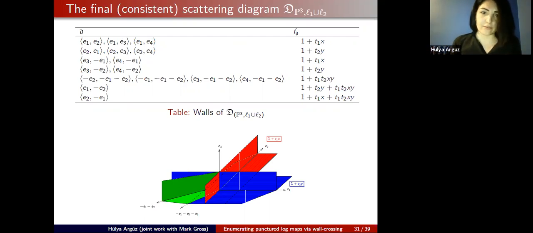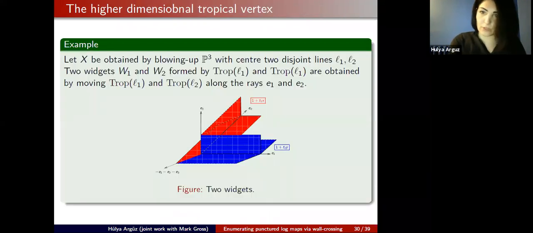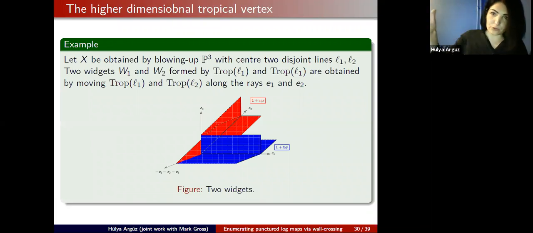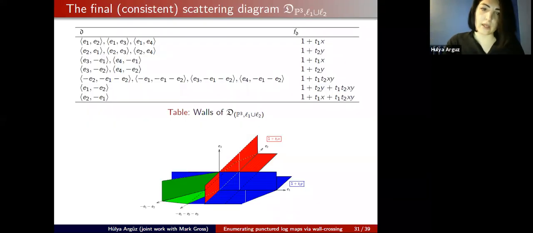And in this case, in the P3 case, which is starting with these initial walls, which we call widgets, which are obtained by moving along the tropical lines that we blow up along the rays, we end up with the complete consistent scattering diagram that has these walls that I wrote here in this table. But the scattering algorithm was very complicated. It never terminated. So the scattering algorithm included infinitely many walls.